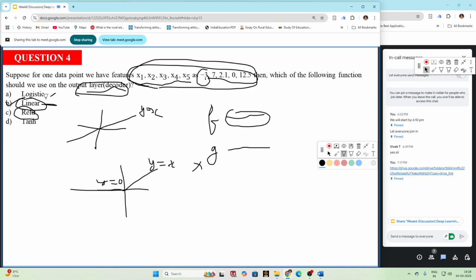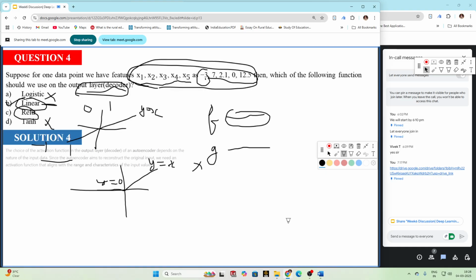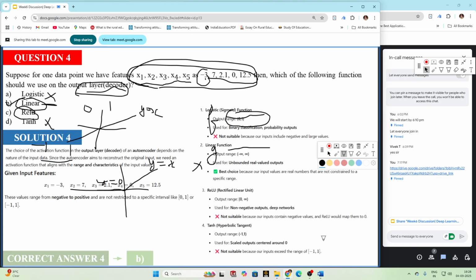Logistic and tanh we cannot use, because logistic we can use for values between 0 and 1, and tanh we can use from -1 to 1. But here our value is exceeding the range -1 to 1, and second thing we have a value -3 also. So we have to use only the linear function. So option B is your correct answer. Is it clear to all of you? Yes, sir.